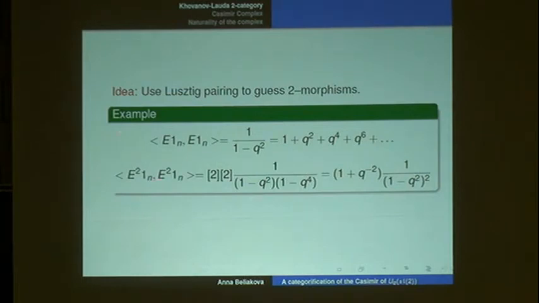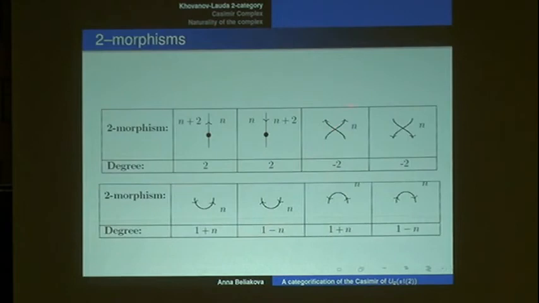And then if you look, for example, at the pairing between E square and E square, it is given by this formula. And clearly, this part is very easy. This is just putting a dot on each strand. So all possible ways of putting a dot on one of these two strands give you exactly this formula. And the only new phenomenon appears because of this coefficient. So this coefficient in front of that one says that you need somebody in degree minus 2. You don't have a two morphism in degree minus 2, so you have to introduce one. And this is exactly this guy in degree minus 2.